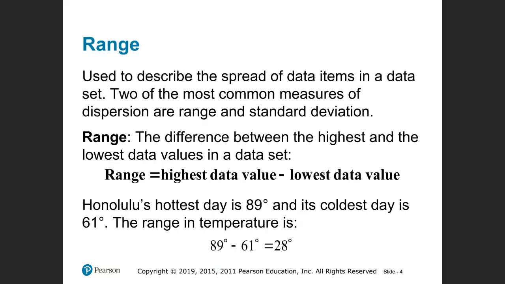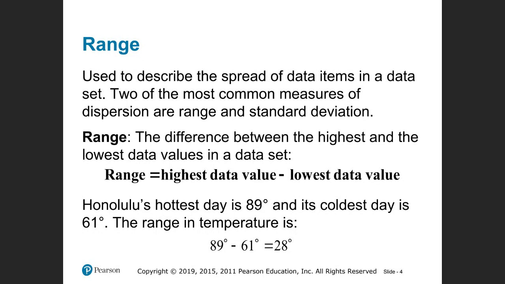First, range. Range is used to describe the spread of data items in a data set. Two of the most common measures of dispersion are range and standard deviation. Range is the difference between the highest and the lowest data values in a data set.